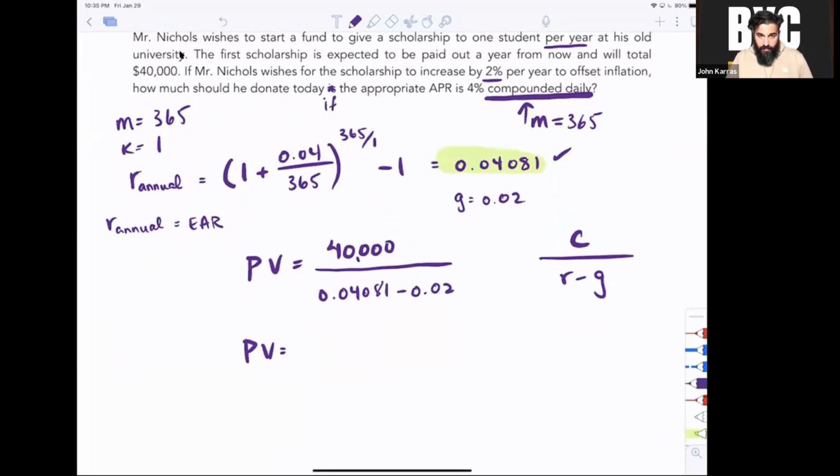And you should end up with a fairly large number. Right? Something along the lines of 1,922,152.81. Again, depending on your rounding, maybe it's a little bit different, but that's basically it.